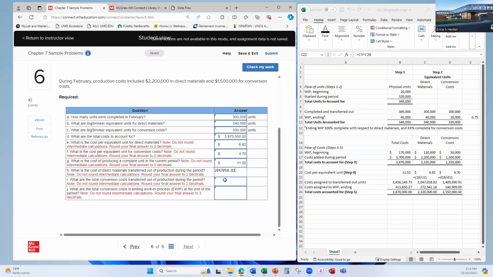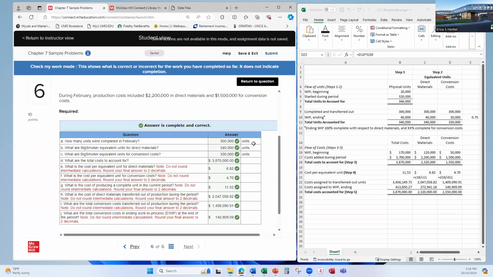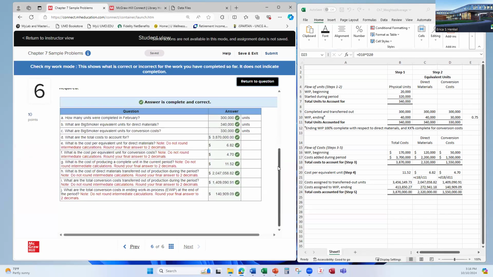And then total conversion costs transferred out. That's going to be our 1,409,000. And what are the total conversion costs in ending WIP at the end of the period? So what did we have left? That's just grabbing down here. All right, and that is it for problem number 6.